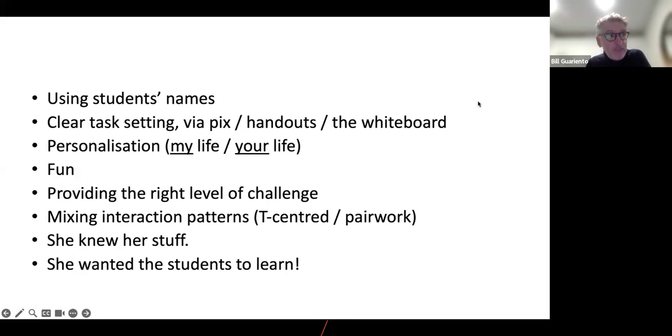She asked at the beginning, we call this a warmer. The activity is to set the context and warm up the students, to ask them, what do you know about Harry Potter? That's an important thing, Ruth.